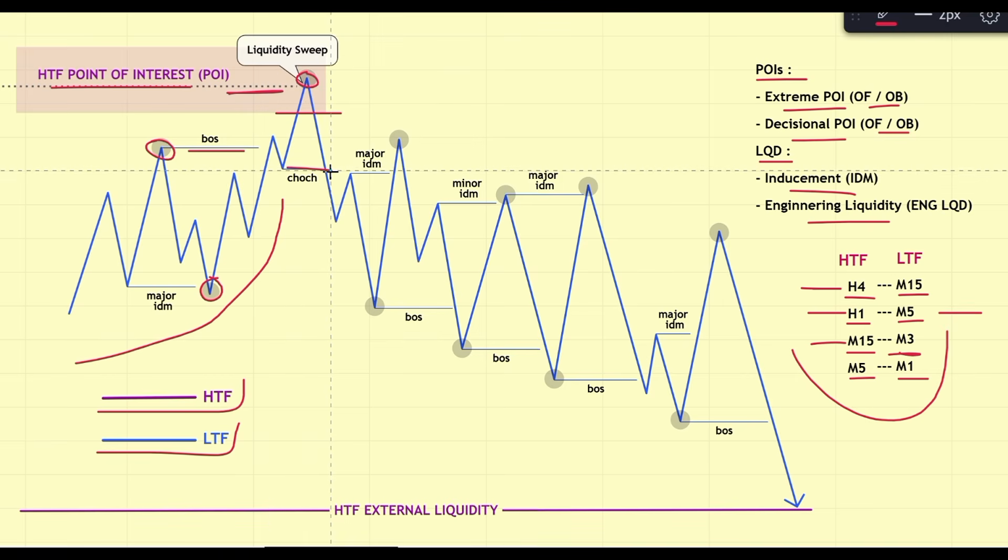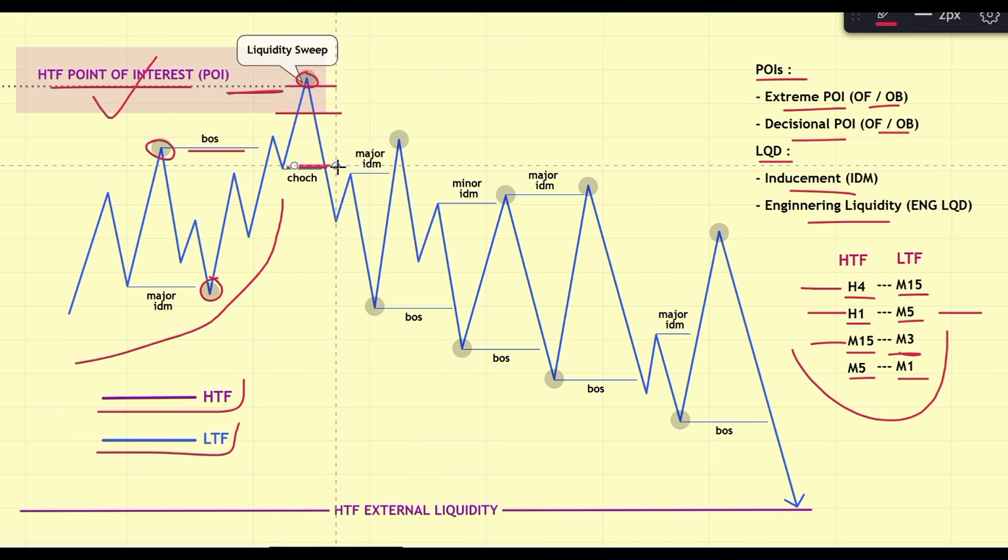And this inducement, you can clearly see here, instead of marking it as a major inducement, I marked it as a change of character. This means now, upon price mitigating a higher time frame point of interest or sweeping a higher time frame liquidity level, the lower time frame major inducement changes its role from being an inducement to being a change of character.